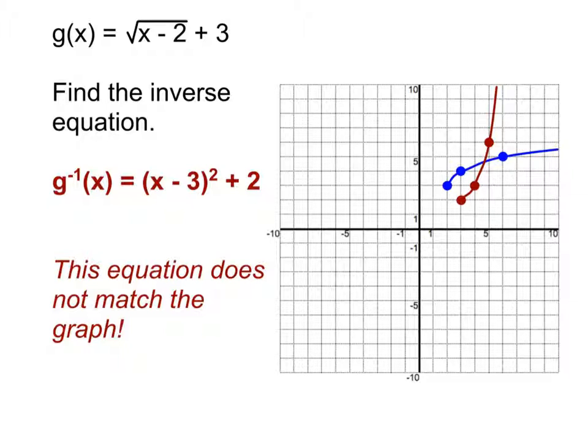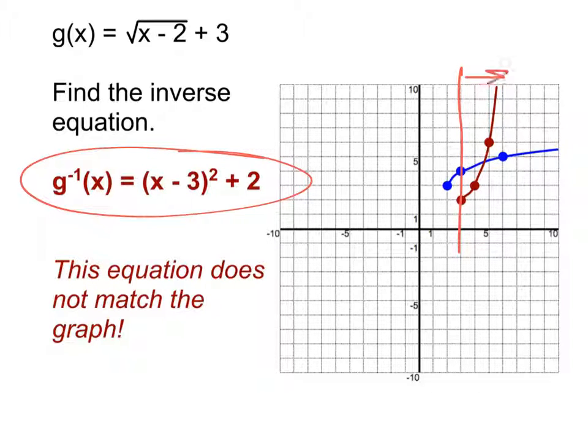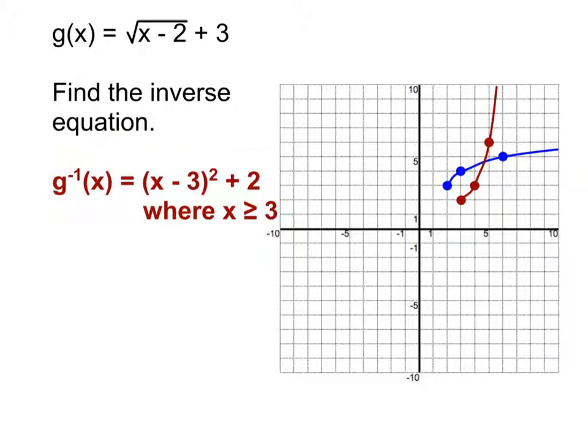Because really what I want to say is that this is the inverse, except it's only this half of it. It's only the stuff to the right of 3. And so I add a little bit to my answer. I say this is the inverse provided that x is greater than or equal to 3. Now notice, that statement right there, x is greater than or equal to 3, that's the exact same thing as our domain of our inverse that we found earlier.